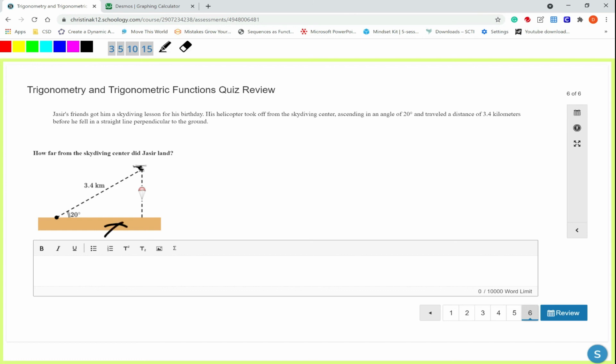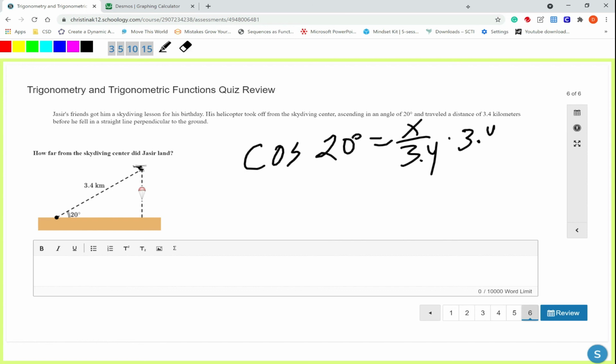So this is a cosine ratio, so it's going to be cosine of 20 degrees equals x over 3.4. To get x by itself, we're just going to multiply both sides by 3.4. So 3.4 cosine of 20 degrees equals x. So that's what we need to enter into our calculator in Desmos.